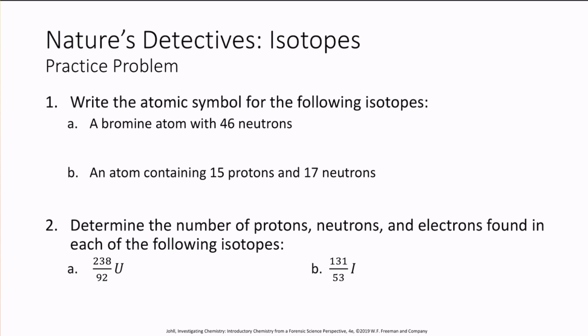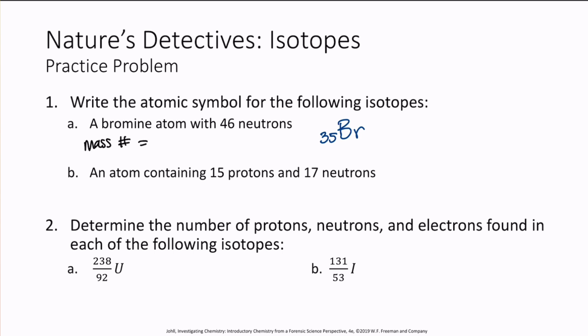The first thing I need to do is find bromine on my periodic table. I see that bromine has a symbol of Br, capital B, lowercase r. And the atomic number for bromine is 35. So remember, we put the atomic number right here. Now, a huge mistake I see is that people want to take the neutrons and put it up here, but that is not correct. Remember, we have to put the mass number up there. So that means I need to calculate the mass number.